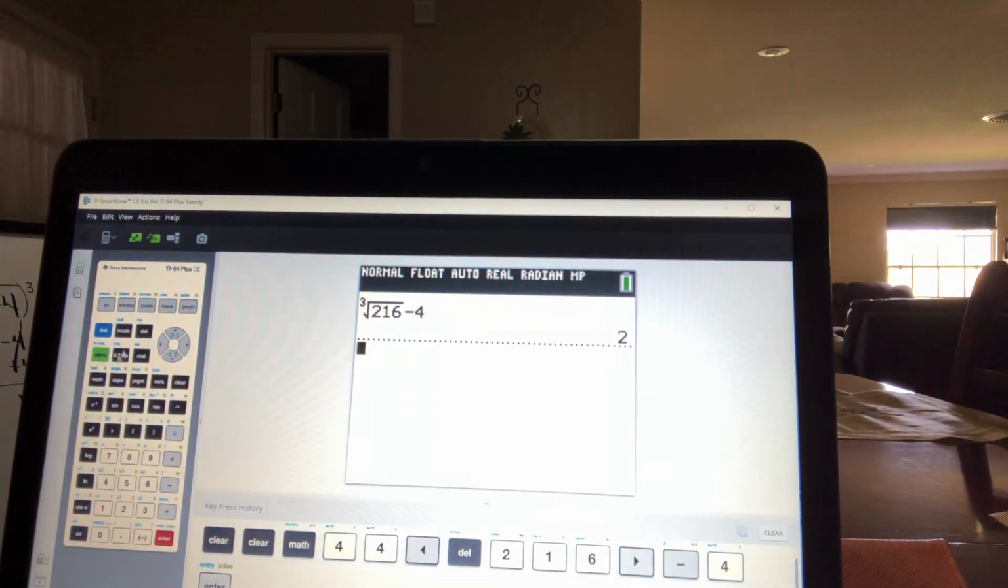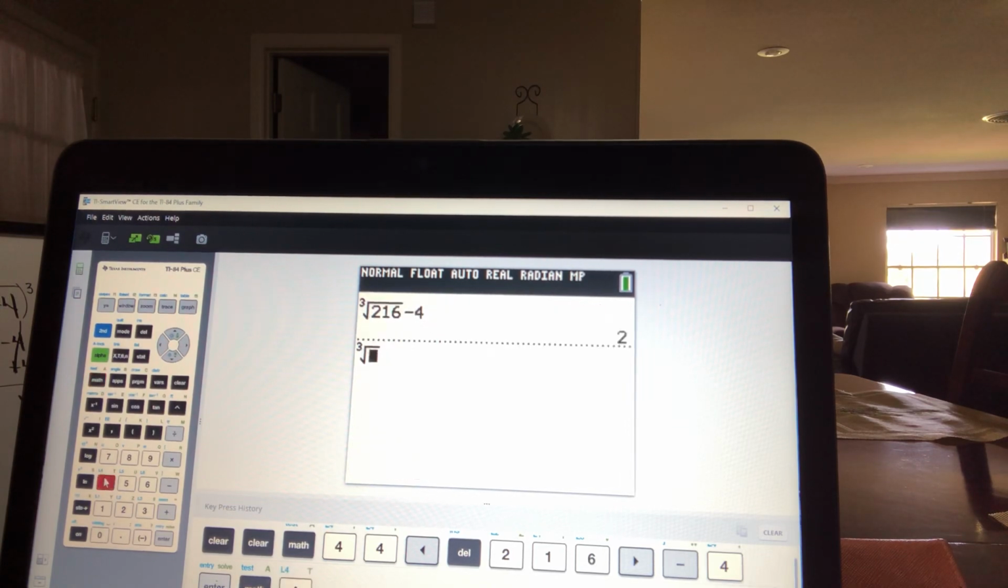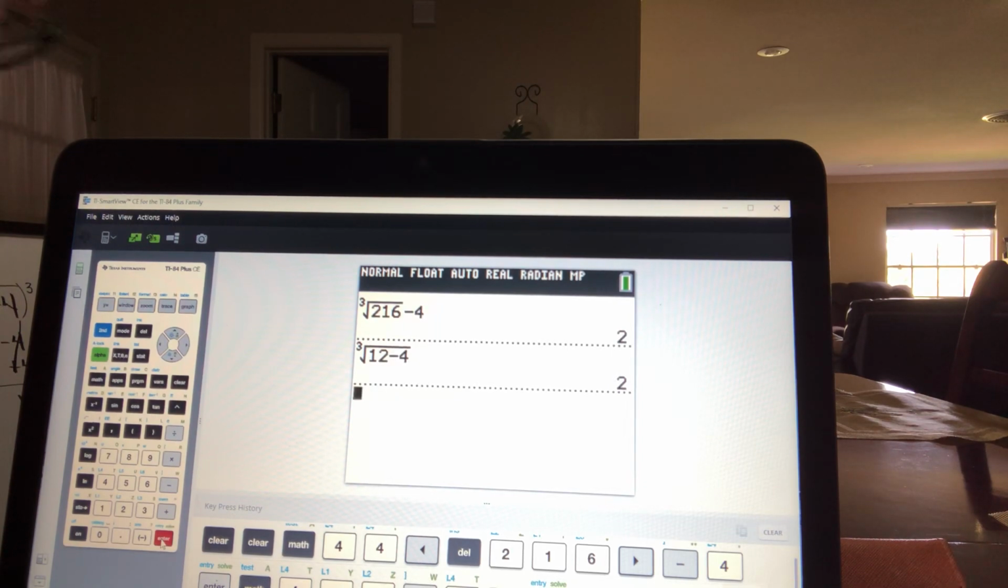Okay, so again, it was a cube root. So I'm going to math, option 4. So our number for x was 12, so I'm plugging in that. So it's 12 minus 4. Remember, this time I want the 4 inside of the radical. So I'll press the right arrow to get out of it. And some of you might need to put 12 minus 4 in parentheses. And you should get the answer 2. So that's what it should have been in the problem.